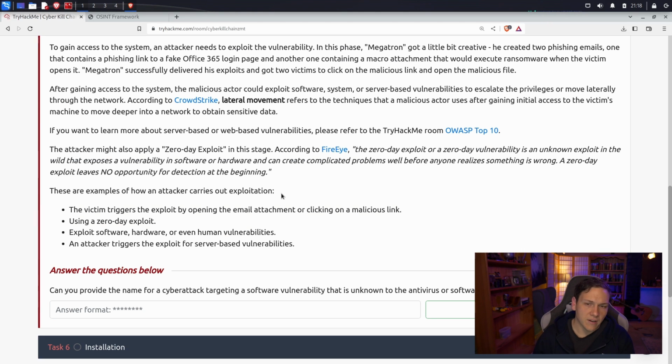These are examples of how an attacker carries out exploitation. The victim triggers the exploit by opening the email attachment or clicking on a malicious link, using a zero-day exploit, exploiting software, hardware, or even human vulnerabilities. An attacker triggers the exploit for server-based vulnerabilities.